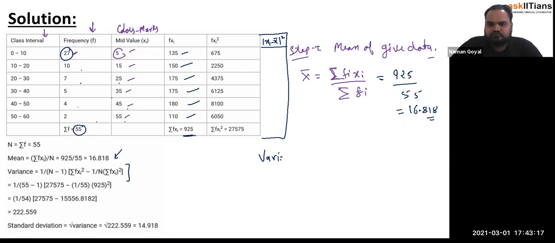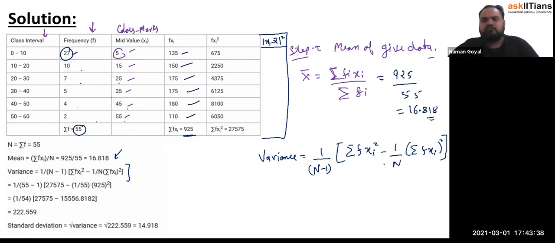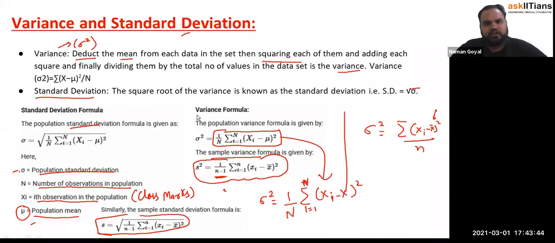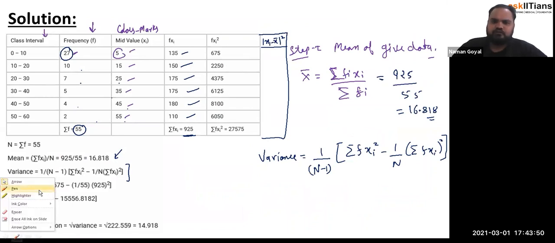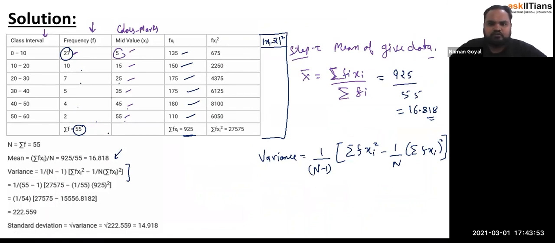Variance is equal to, let me show you the formula, 1 upon n minus 1 bracket summation f xi square minus 1 upon n summation f xi whole square, right? After calculation you get this formula. With the help of this formula we can find the variance. So here we are going to use this formula, right? Now the value of n is summation fi. Capital N is what, son? Capital N is summation fi, which is 55, right?